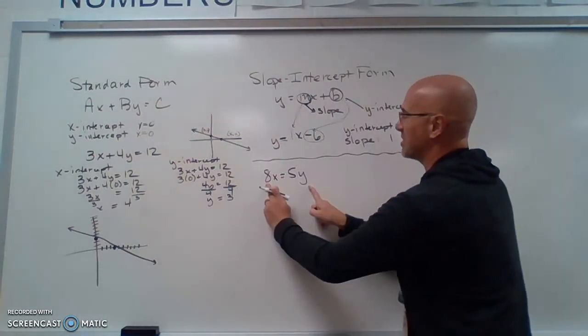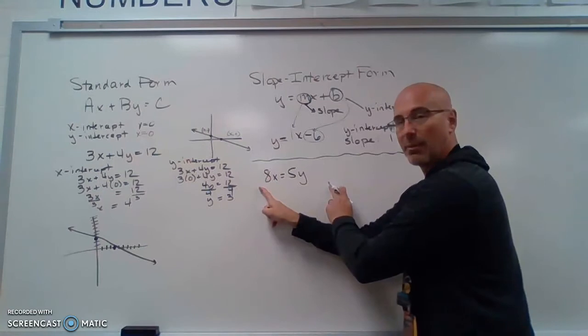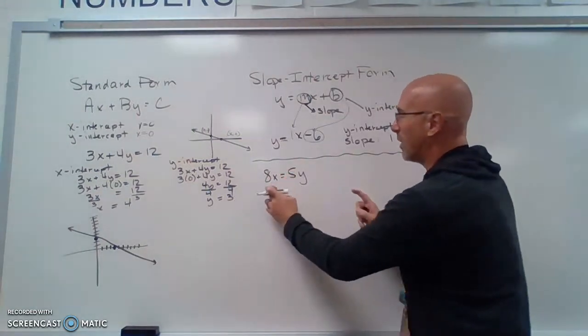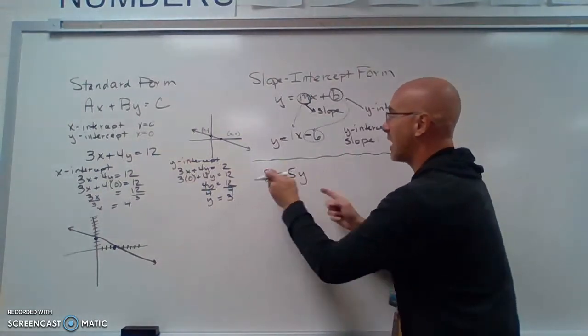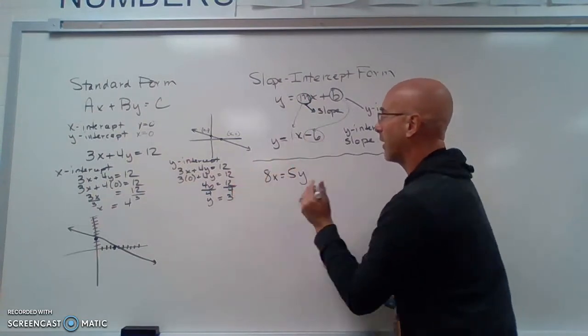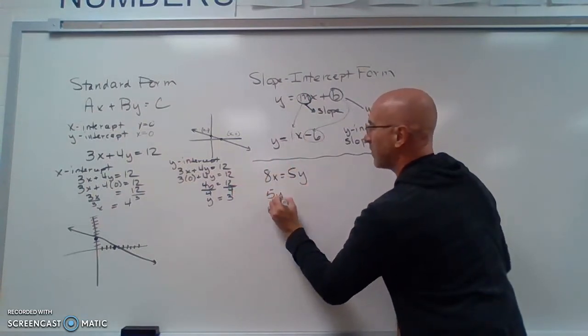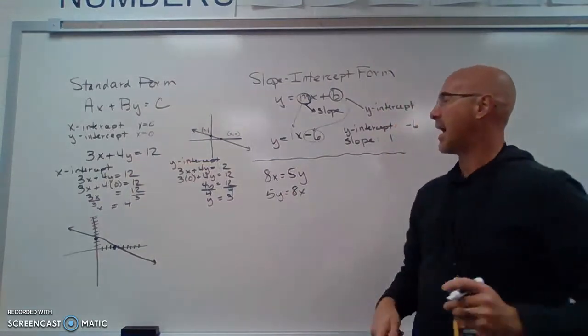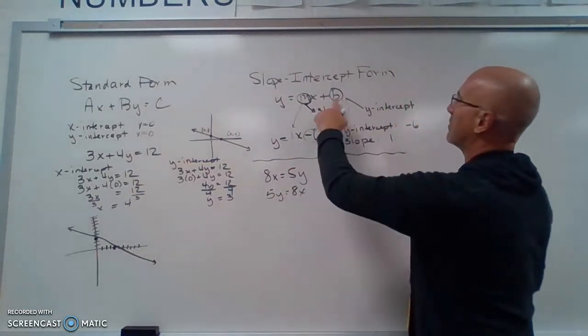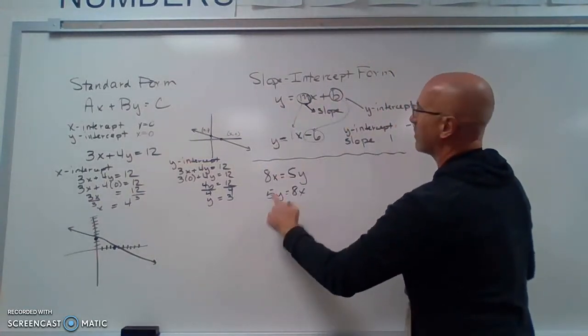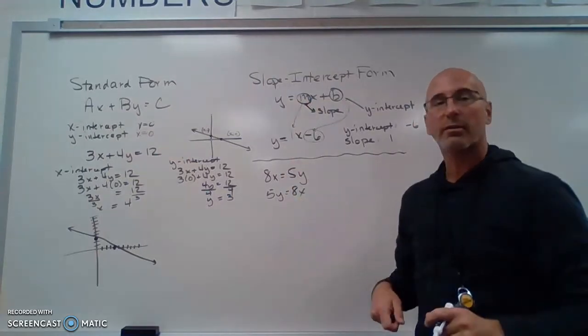What we can do is just simply flip-flop them, okay? Because we know if one thing is equal to the other, it doesn't matter which side they're on, as long as we flip the whole thing. So we could write this as 5y equals 8x. So looks like we're kind of close. We got our y's over here. We have our x's over here.